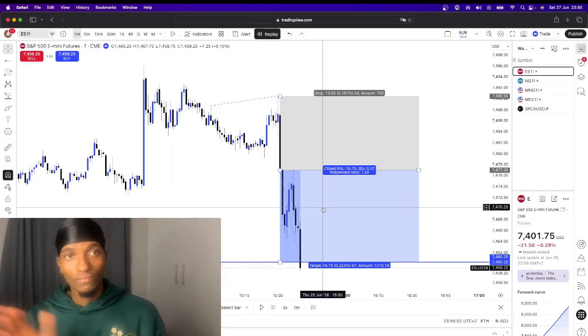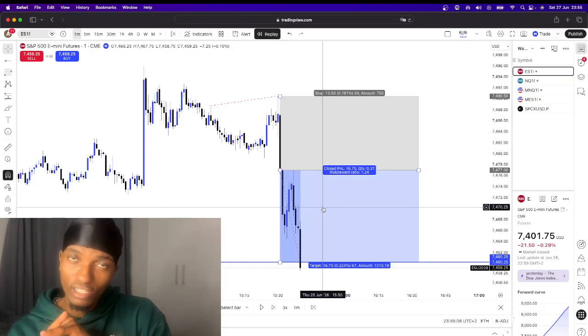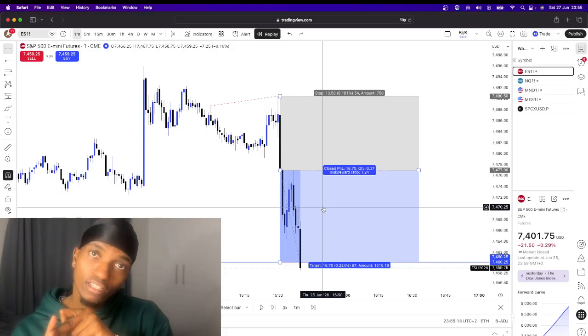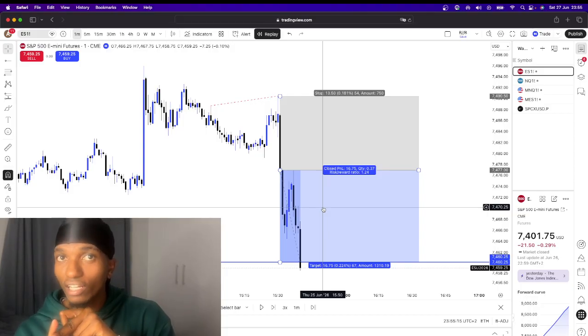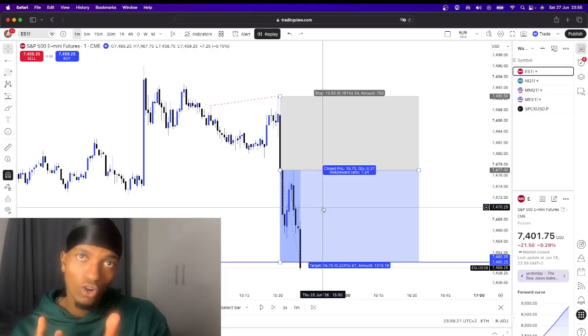Alright, so now that's it for the SMT divergence video. That's what it is. That's how you spot it on the chart, and that's how you can take trade out of it and how you can use it to determine which index to take the trade on.